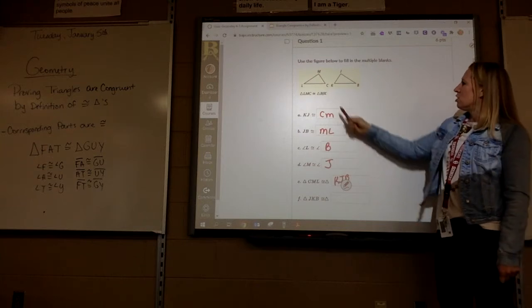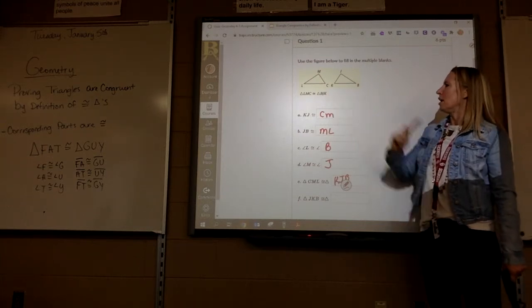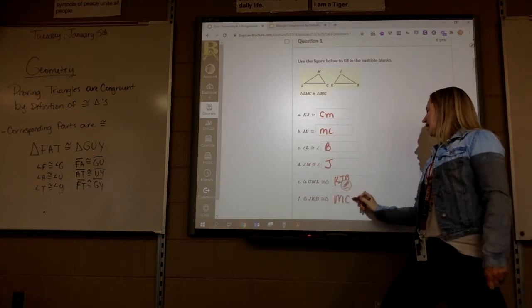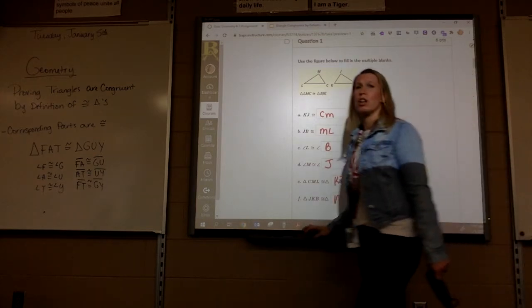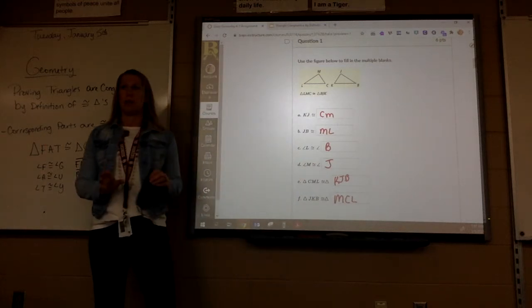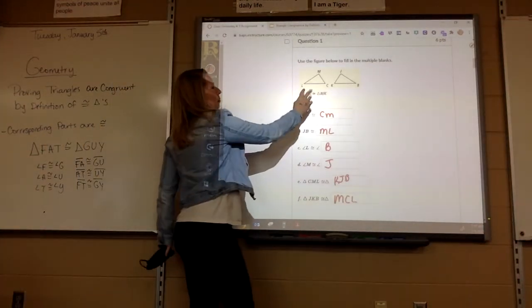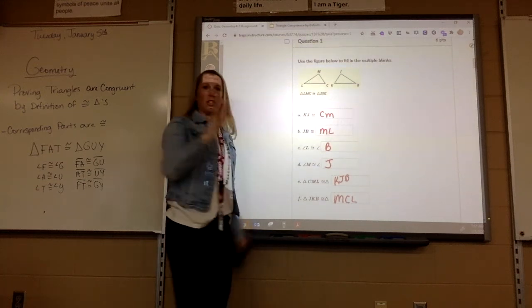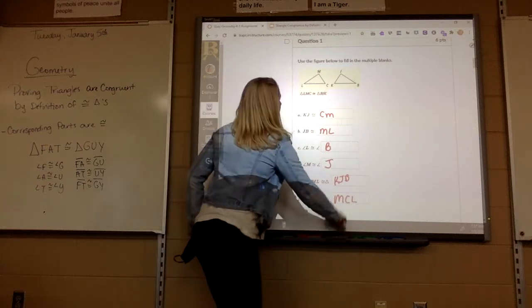And then JKB. Good. MCL. So order does matter. You have to make sure you match your correct corresponding parts. Again, pay attention to the statement. It's so much easier to look at the statement rather than the picture because the triangles can be flipped.